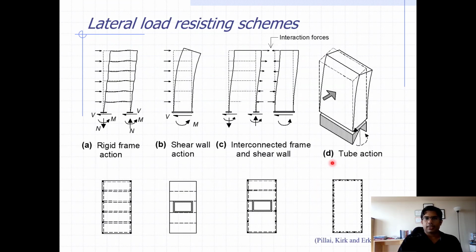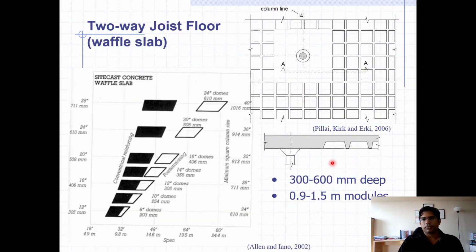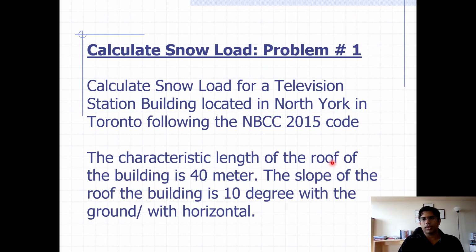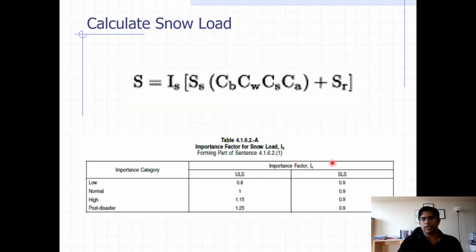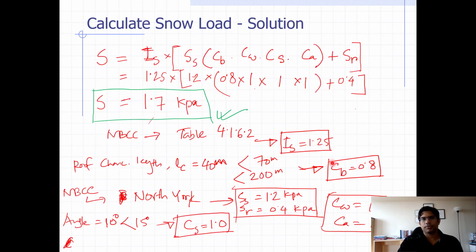So in summary, in this class, I showed a couple of problems. One problem is snow load calculation for a television station building in North York in Toronto. And the angles and characteristic lengths are different than the second problem. And we took the parameters for the snow load using the NBCC code, and we took the importance factor from this table and used this equation to calculate snow load.